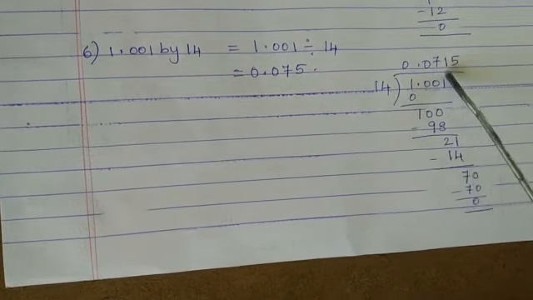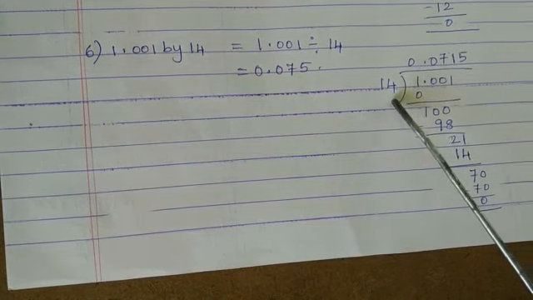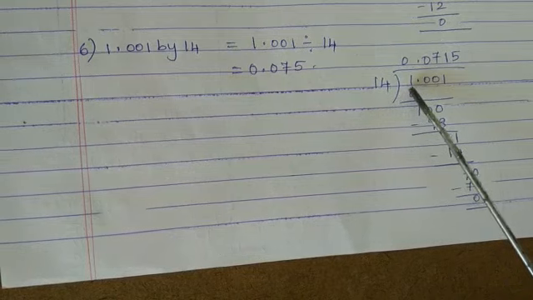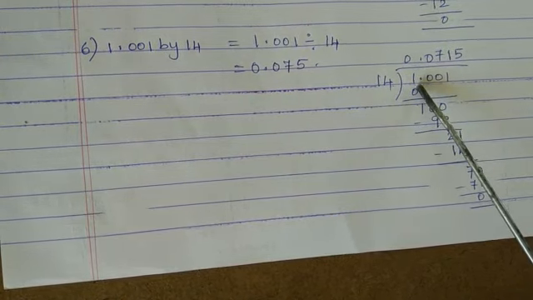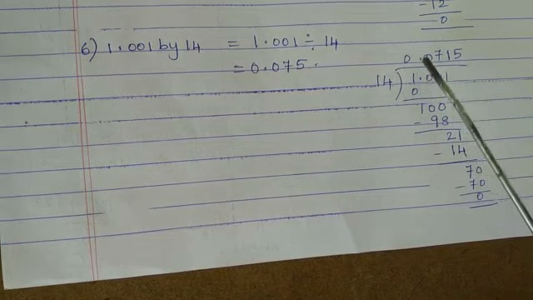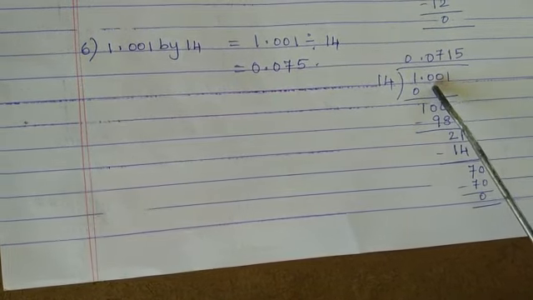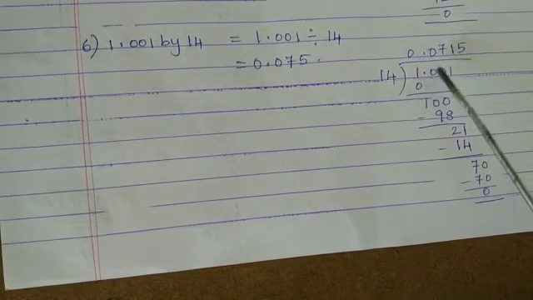See here, once again I repeat the steps. 1.001 is the dividend and 14 is the divisor. Here the divisor contains 2 digits, so we have to take 2 digits from the whole number. But the whole number contains only 1 digit. So first we will put 0 here. Then we will take the digits from after the decimal point.